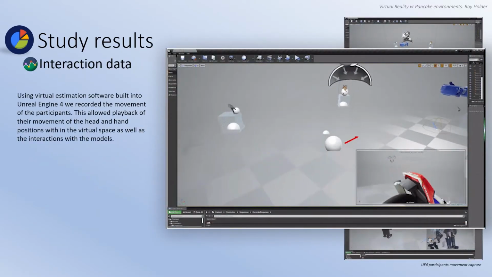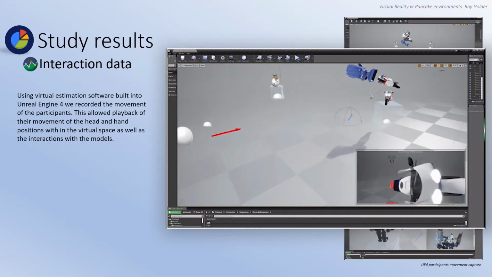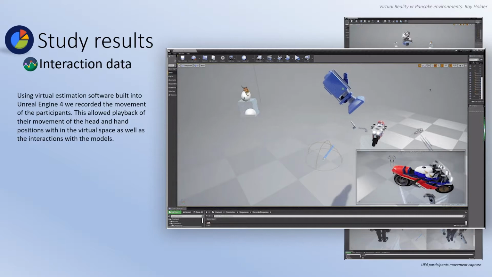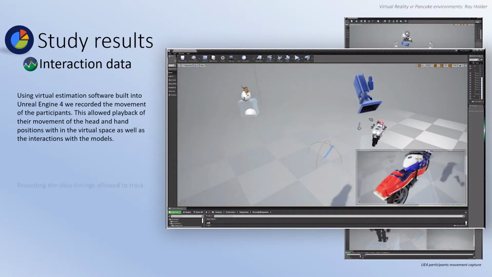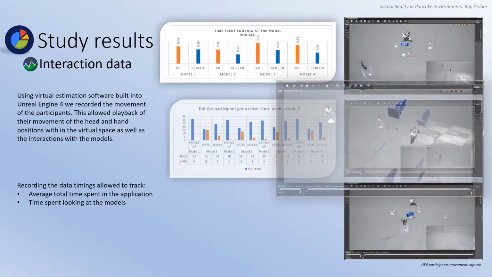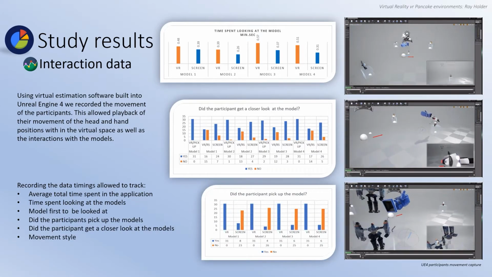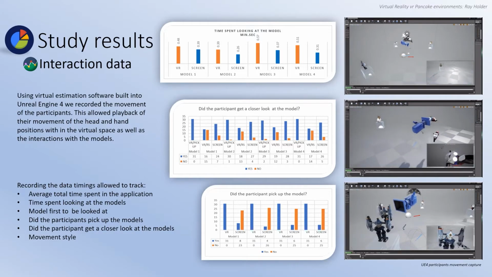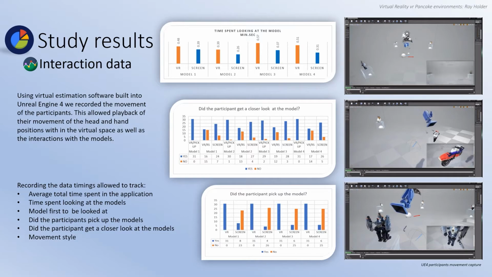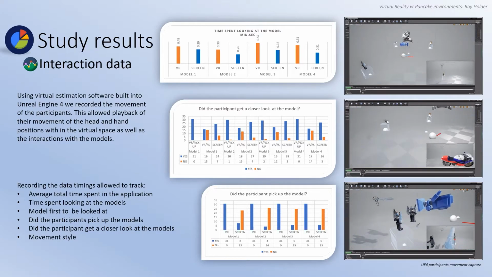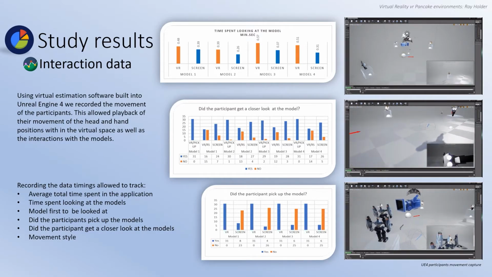Using virtual estimation software built into Unreal Engine 4, we recorded the movement of the participants. This allowed playback of their head and hand movements within a virtual space, as well as the interactions with the models, as you can see here. Looking at the average time the participants spent in each of the 2 experiences, virtual reality users spent nearly 10% longer in VR, an average of 3 minutes and 10 seconds, than they did in the flat screen, which was an average of 2 minutes 9 seconds.